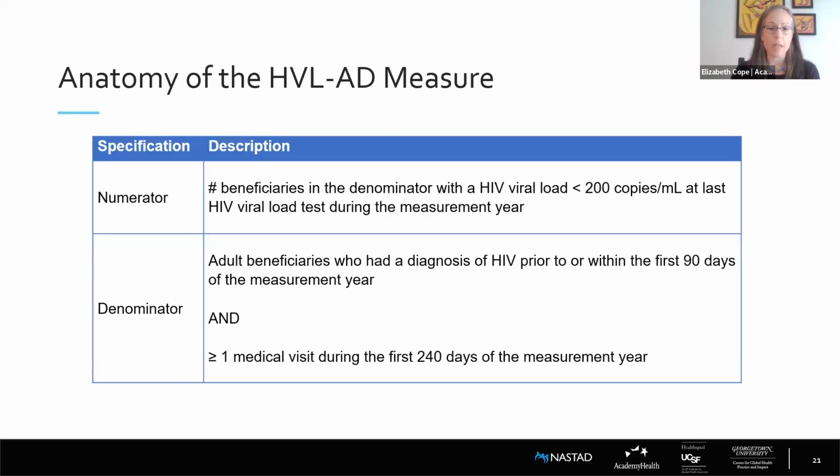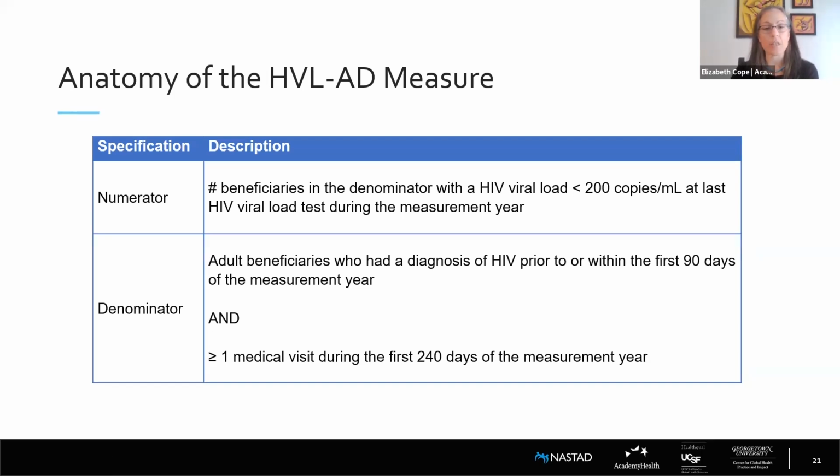All right, we don't have time to walk through all of the specifications, so I'm just going to focus on the numerator and denominator for today. When we look at this, you can see that at face value, it's looking at the proportion of beneficiaries with a diagnosis of HIV who have a viral load less than 200 copies per milliliter at their last viral load test in the measurement year. But I would caution folks not to conflate this with viral suppression rate generally, because it's not that. It's not a surveillance measure. This is a quality of care performance measure, a way to assess if care providers are performing as they should.